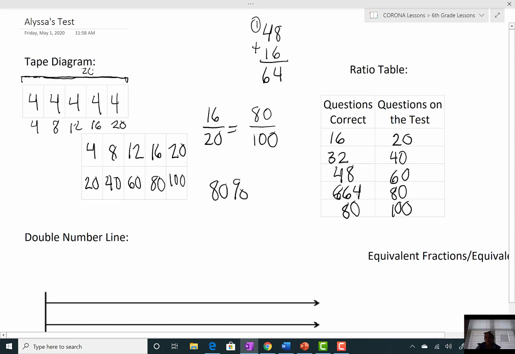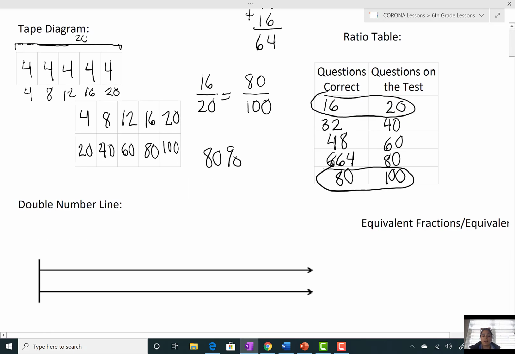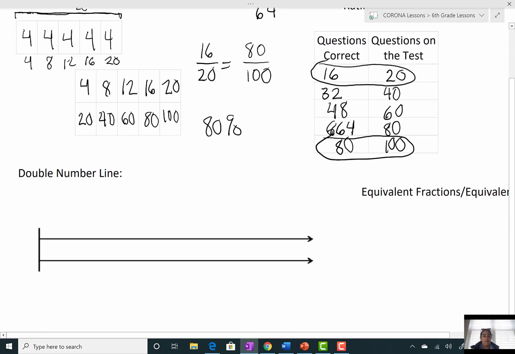So here are equivalent ratios. These are all equivalent. 80 to 100 is the same as 16 to 20. I just made a table of equivalent ratios to show it. Now, how could I use a double number line strategy? Same way as I did with the ratio table.